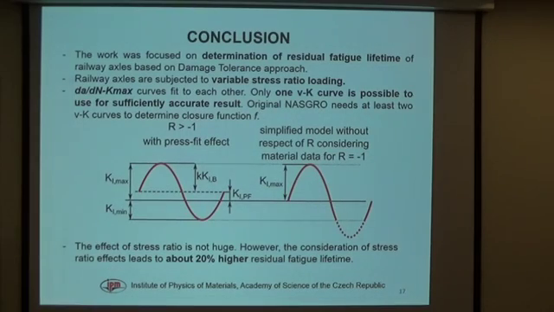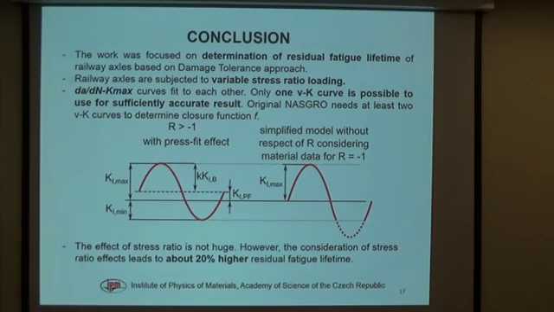So let me conclude my talk. The work was focused on determination of residual fatigue lifetime based on the damage tolerance approach. I focused on the effect of variable stress ratio during the loading on calculated residual fatigue lifetime. And I showed you that if we use the NASGRO in the so-called K max form, and we use the data which were measured for the lowest stress ratio which is in the operation, in our case -1, then the result will be conservative, approximately 20% conservative.